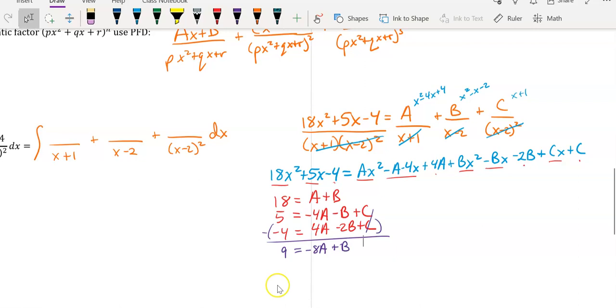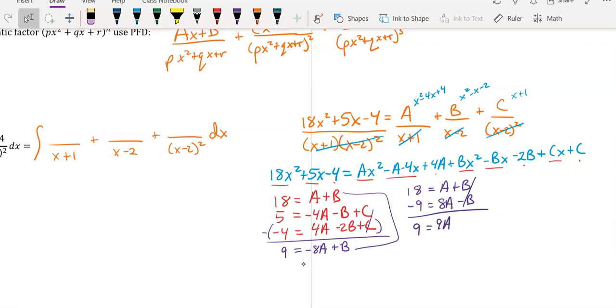Okay, so now I'm looking at these 2 equations, and I'm going to subtract again. Let me rewrite this. So 18 equals a plus b. I'm going to distribute a negative 1 to this equation, so I get negative 9 equals positive 8a minus b. Okay, adding these together, that's gone. This is a 9, this is 9a, that's convenient. A is equal to 1, we like integers, okay?